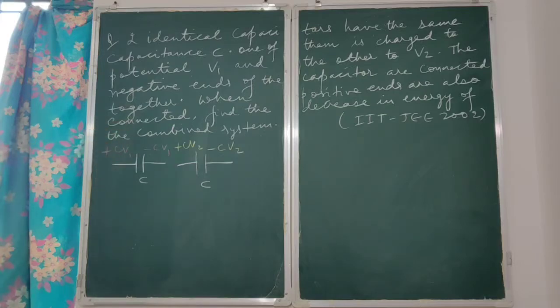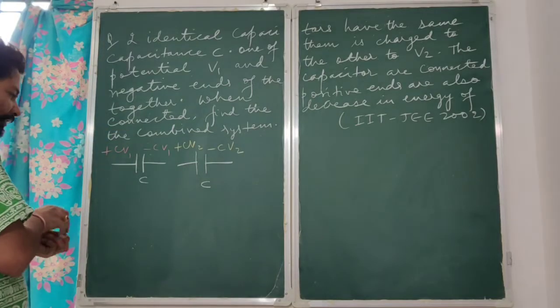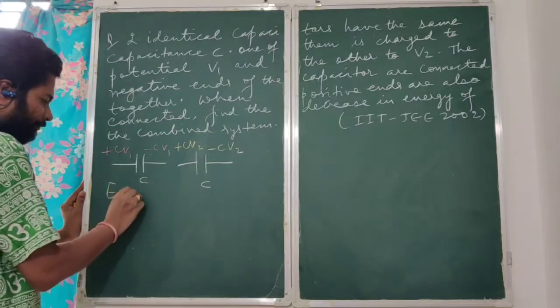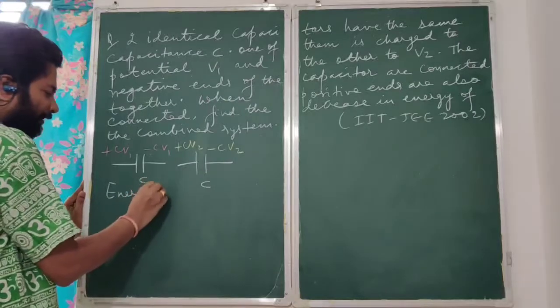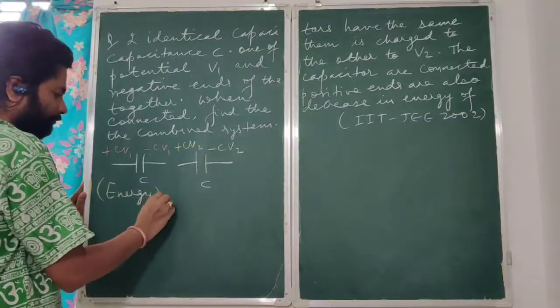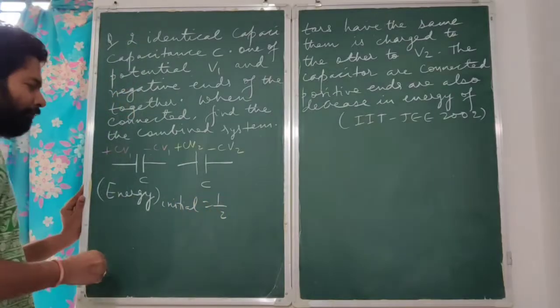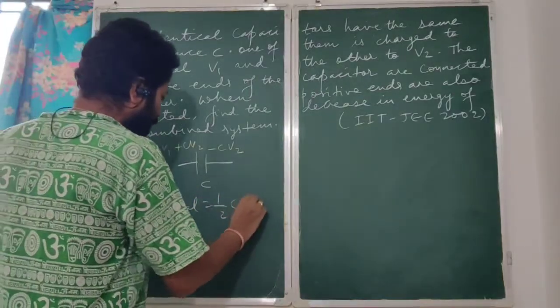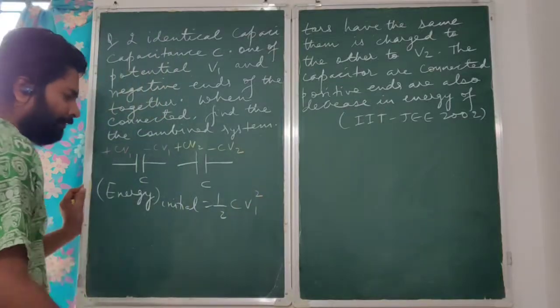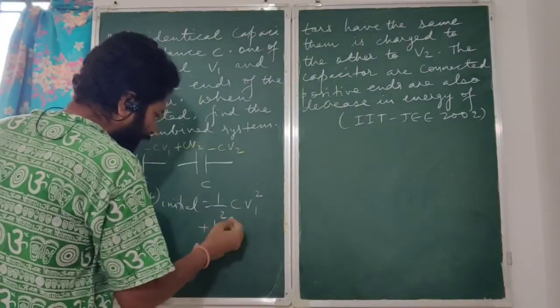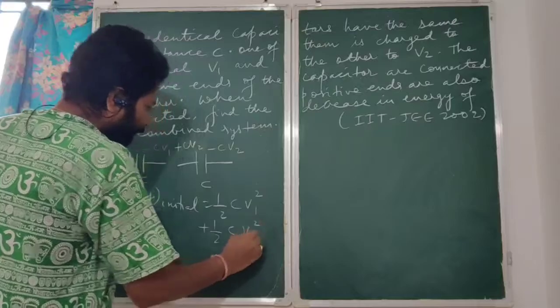So what is the total energy right now? In this state, what is the energy stored in the capacitors? Half CV square is the formula. So half into C into V1 square plus half into C into V2 square.